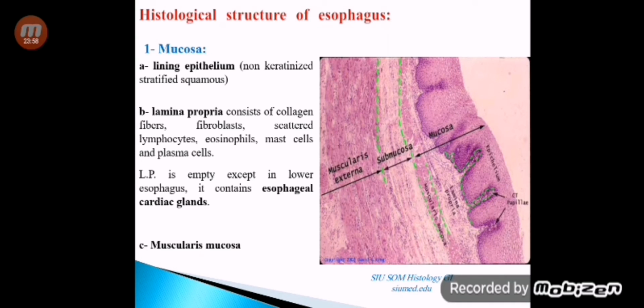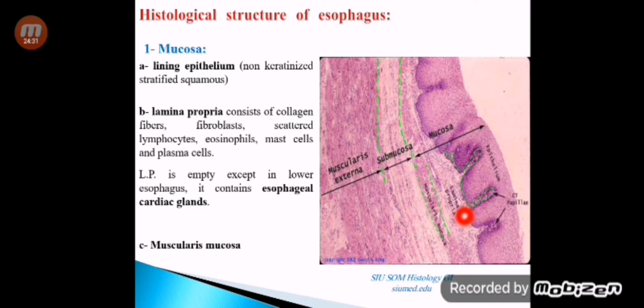Now the histological structure of the esophagus. The esophagus is part of the GIT, and as we said previously in the first slides, the GIT consists of 4 layers. So the esophagus has mucosa, submucosa, muscularis externa, and an outer layer, serosa or adventitia. The mucosa is subdivided into the lining epithelium, which here in the esophagus is non-keratinized stratified squamous epithelium.